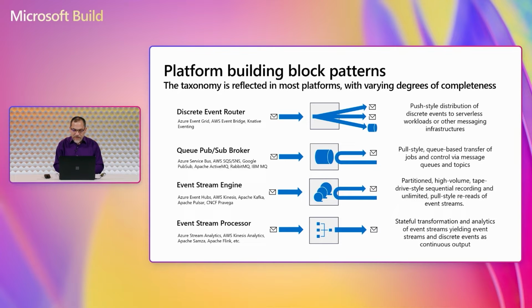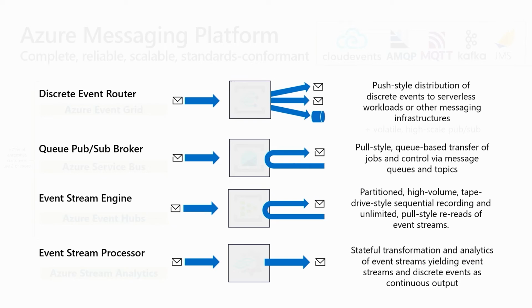Then there's the event stream processor as an extension of the streaming ingestion capabilities. Stateful transformation and analytics of event streams yielding an event stream and discrete events as its continuous output. Stream processors can facilitate both operational stream processing and analytical stream processing, doing enrichment, transformation, and filtering, as well as window aggregates for sum, averages, min-max over a period of time, and include machine learning as part of that processing.